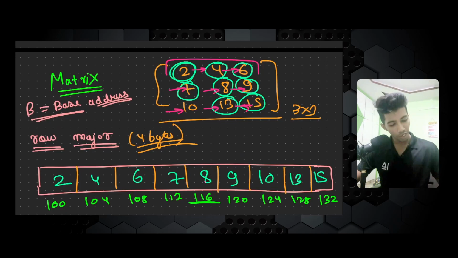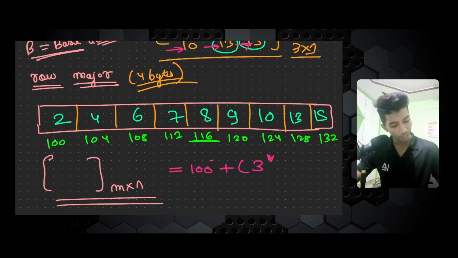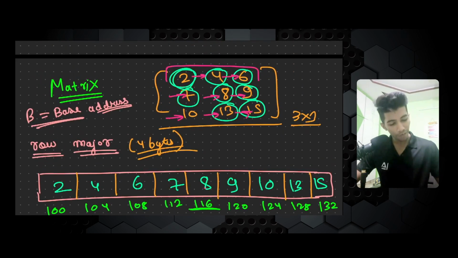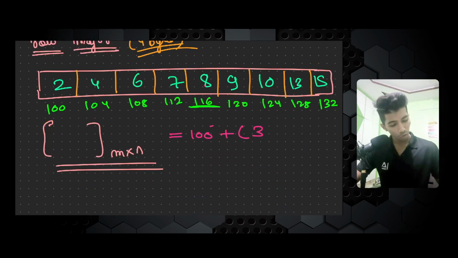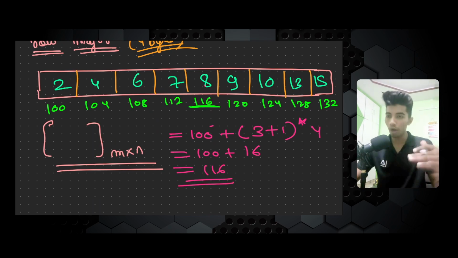I have to multiply it with the size of an integer, which in this case is 4. I just want the 8, so there will be one more element here. After 4 elements, I will get my 8. So when we compute this, I get 100 plus 3 plus 1 is 4, and 4 4s are 16, so 116. I just got the particular address which I wanted to find.